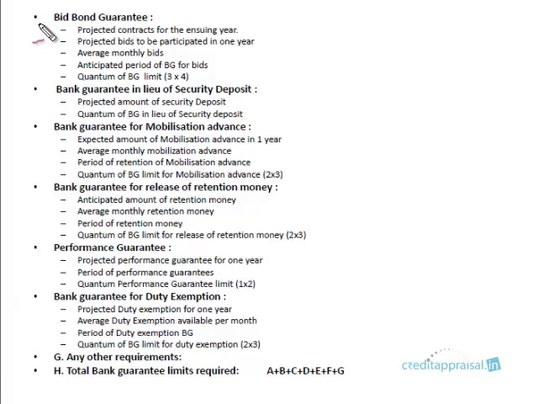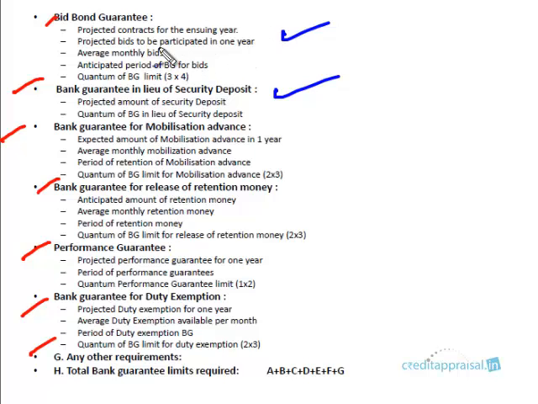It's not that every company which applies for a BG limit requires bid bond guarantee, security deposit, mobilization advance, retention money, all this. Whatever a company requires, we calculate. Say, for example, a company has applied for a BG limit and needs only these two: bid bond guarantee and security deposit. So based on that, we'll calculate.